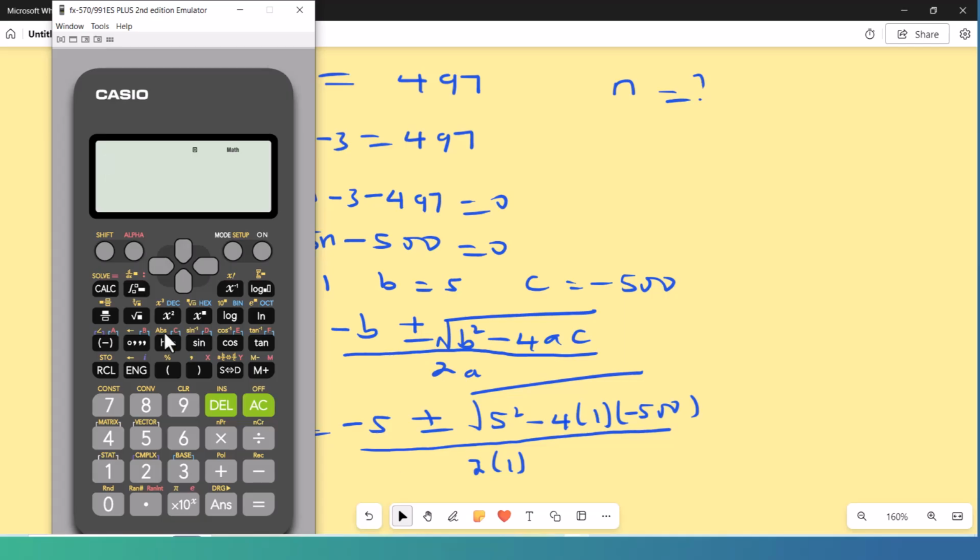Alright, in this case, we're going to say minus 5, then begin with the positive plus square root, b squared, which is 5 squared here, then minus 4ac, our a is 1, what about our c? Our c is negative 500, then close the brackets, divide by 2a, 2 multiplied by 1, which makes it 2, then get your first answer. So our first answer is n equals 20. As you can see here, n equals 20.